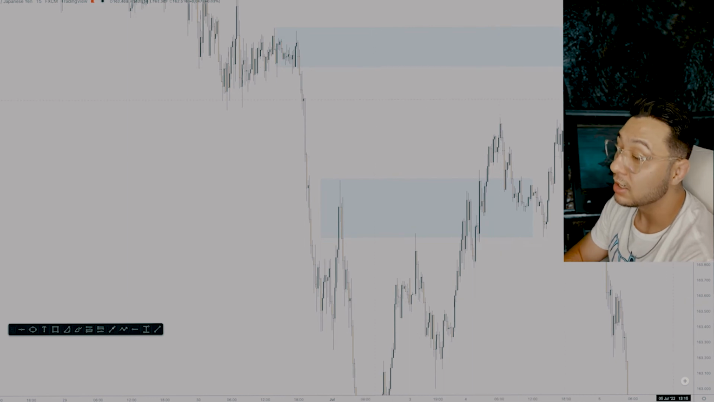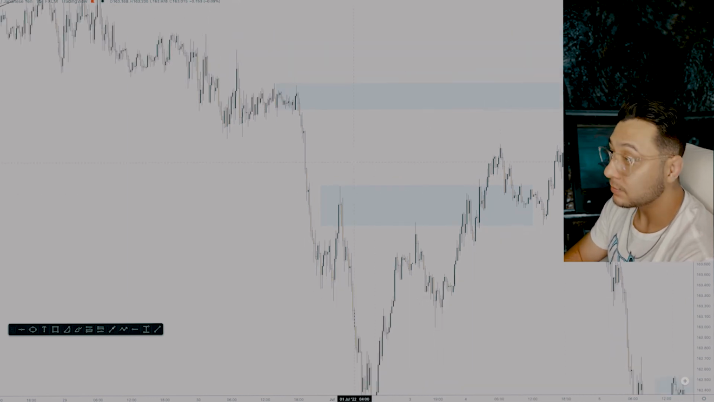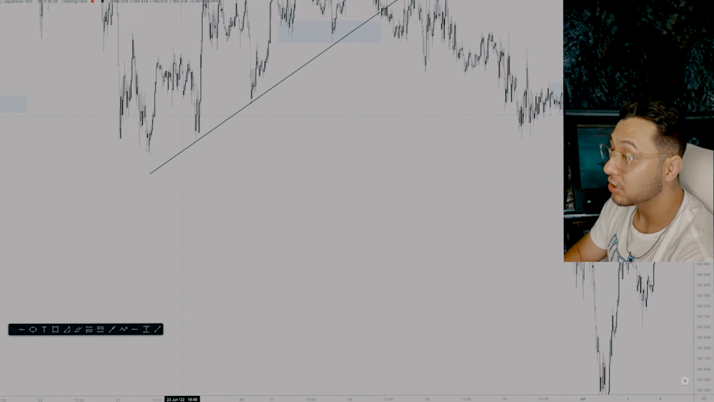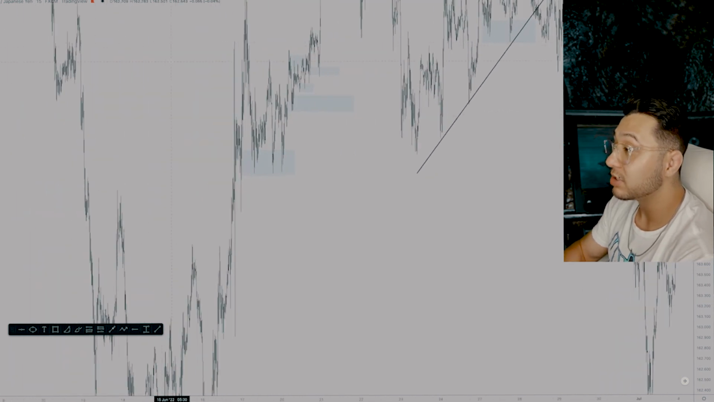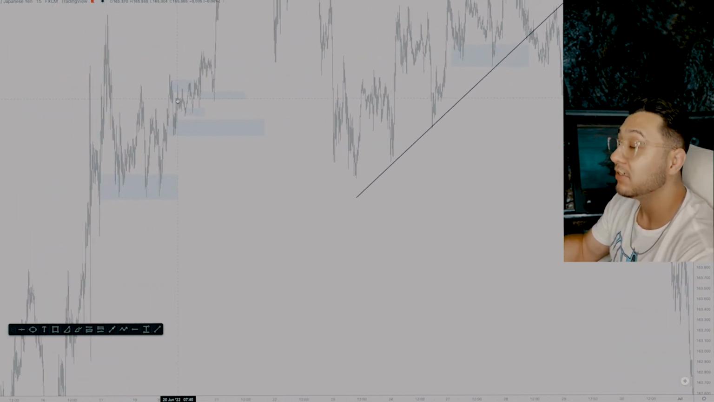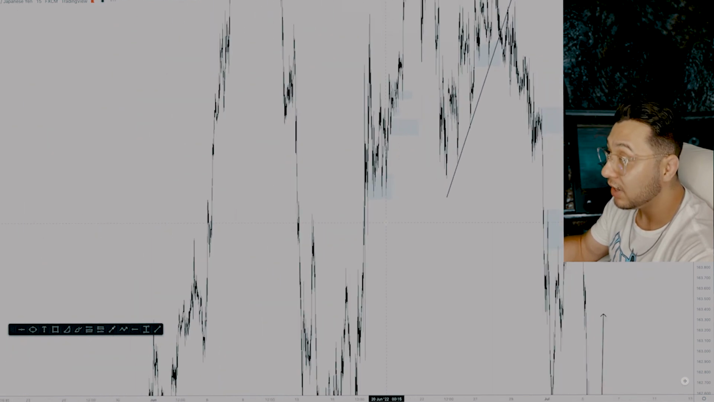That's why you got to use really good risk management and understand what is supposed to happen in these areas, and accept that if it doesn't happen, then it's not valid, right?